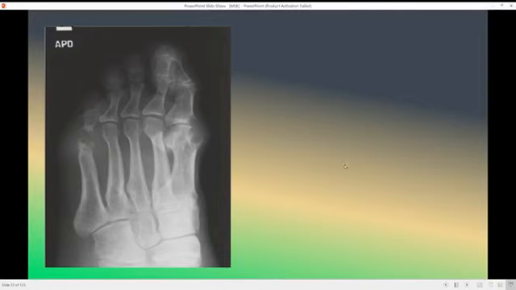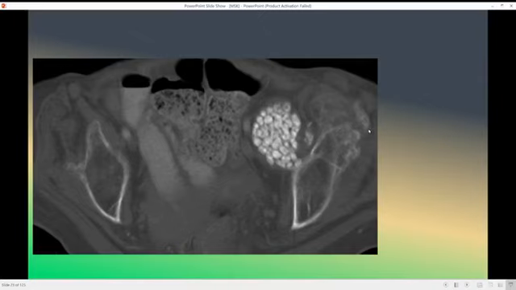Okay, we receive some answers, and good answers. This is a case of gouty arthritis involving the right foot. Okay, very good, all of you, for answering that question. We move to the next case. What do you think about the next case the patient has?